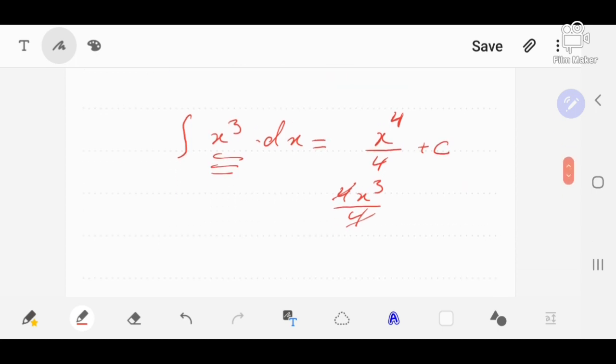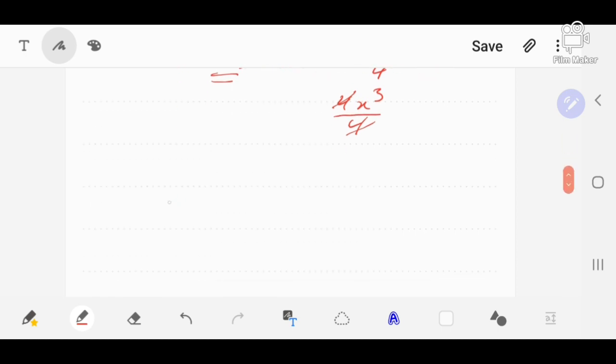When you used to derive, you used to multiply by the power. In this case, what should you do? You will divide by the new power. This is actually the first rule of integration.